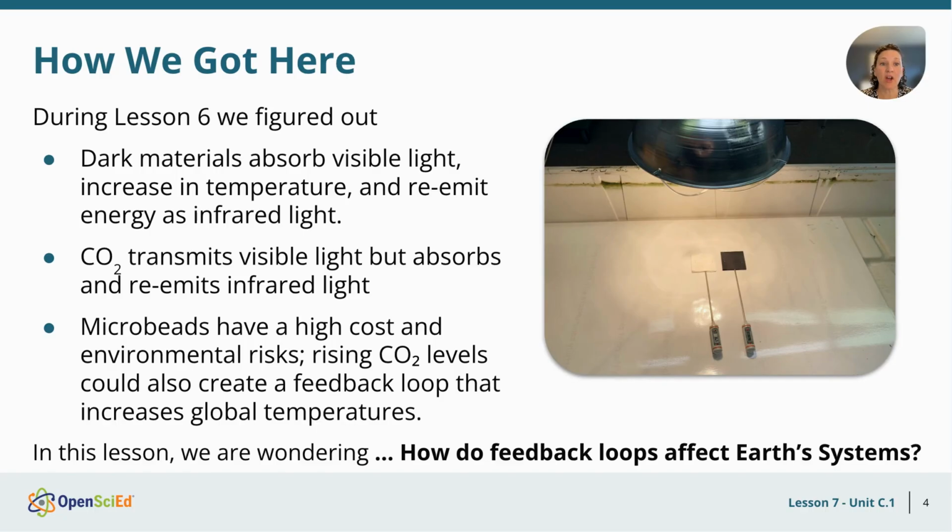During Lesson 6, we figured out a lot about the microbeads. We tested light and dark materials to learn about the albedo effect. We figured out that there are different materials absorbing and reflecting light energy differently. When the dark materials absorb the visible light, their particles speed up and then they re-emit the infrared light or heat. Carbon dioxide transmits visible light, but it also absorbs infrared light.